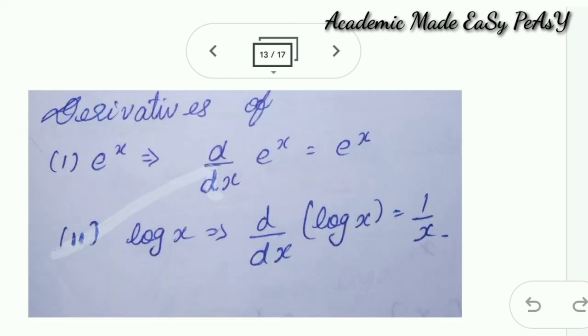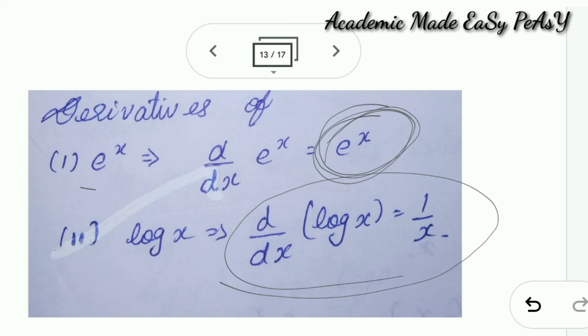Next, derivatives of some functions, that is exponential functions, is given here. So d by dx of e power x is e power x as it is. There's no change here. Next, log x: already I taught you what is d by dx of log x, so this is also over.